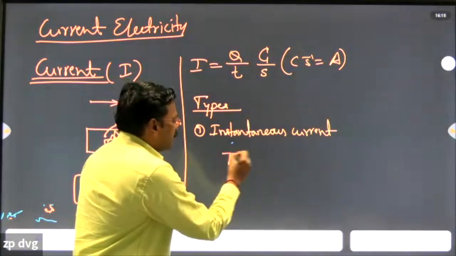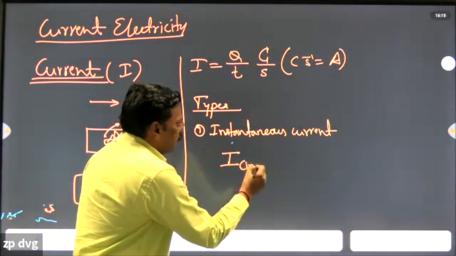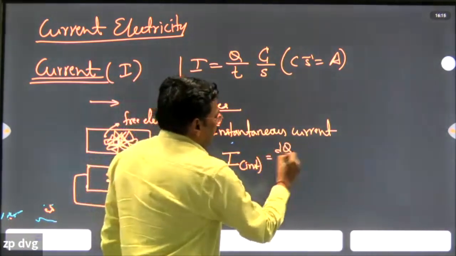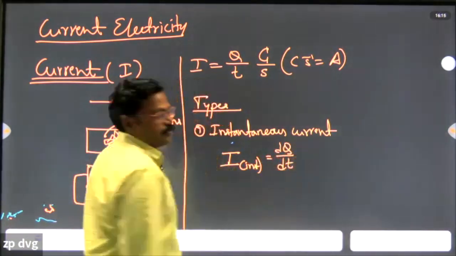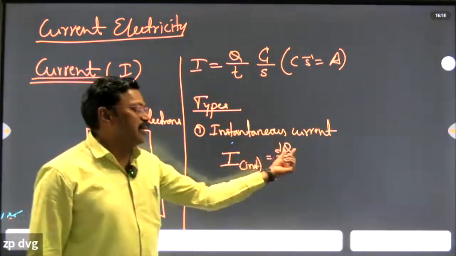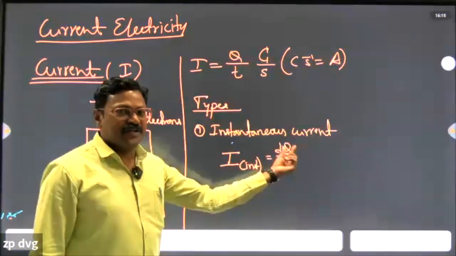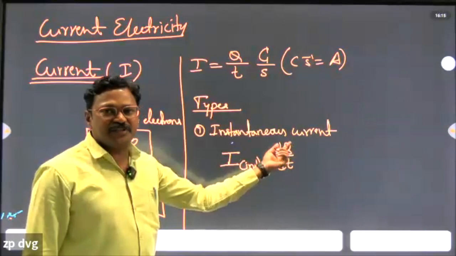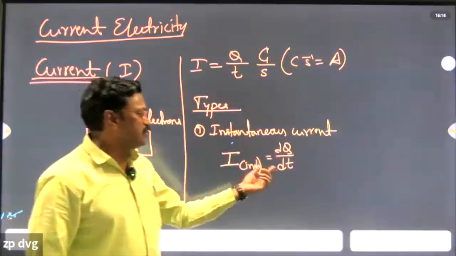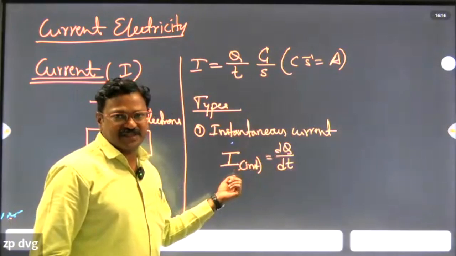So by definition, instantaneous current, let me call it I inst, is equal to dq by dt. Differentiation of charge with respect to time is called instantaneous current. If charge is given as a function of time, the rate of change of charge, or rate of flow of charge with respect to time through any section of conductor, is called instantaneous current.